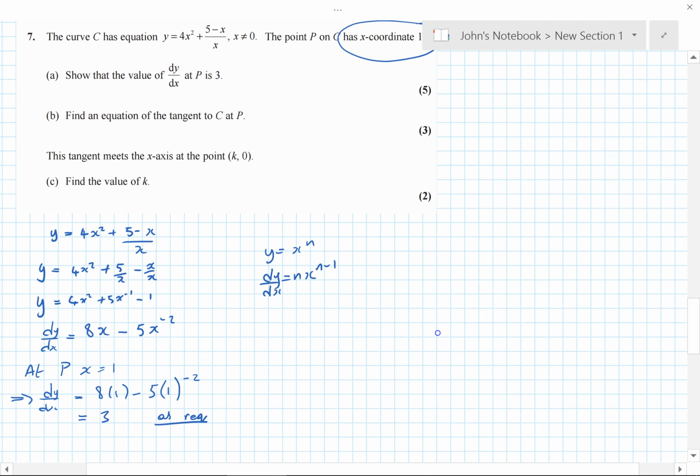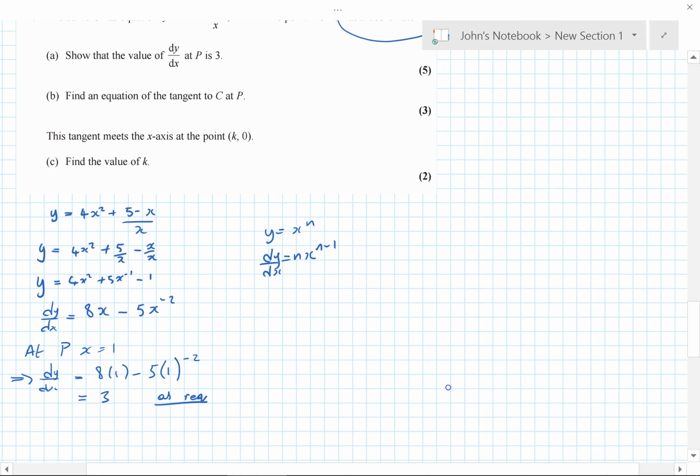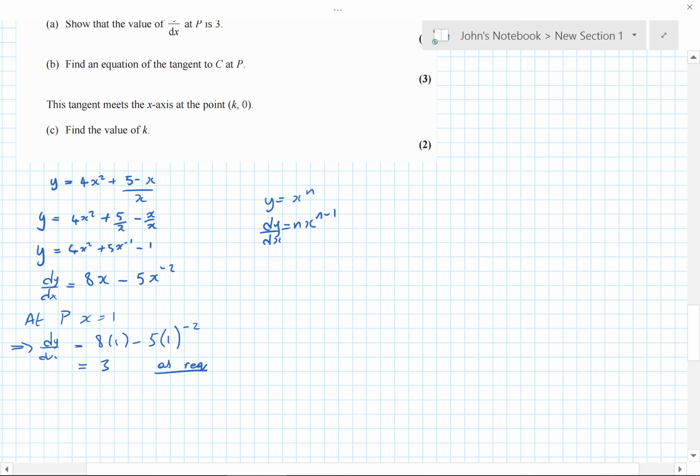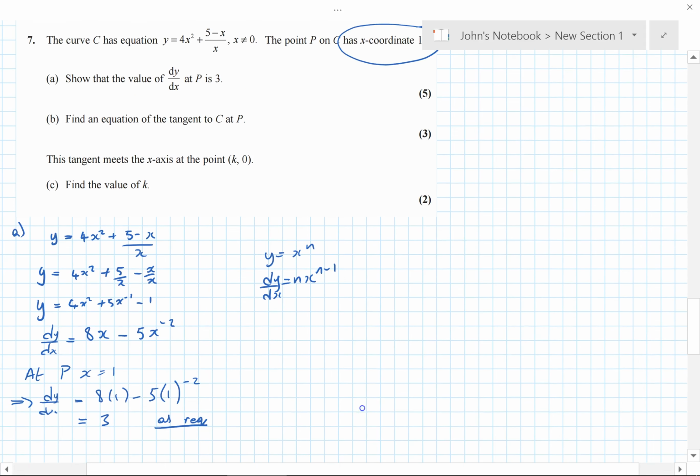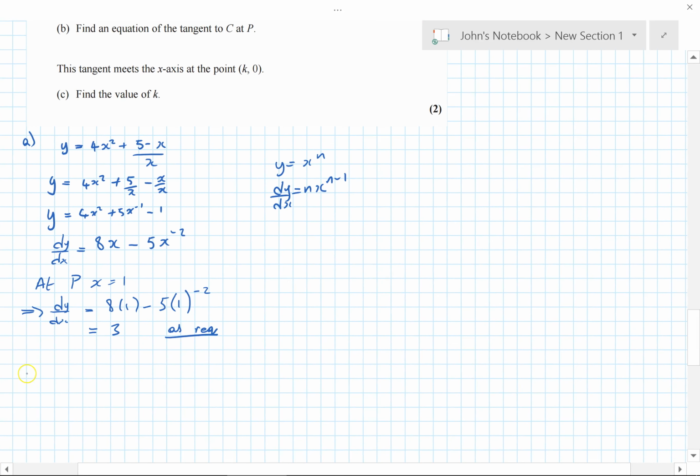5 fairly straightforward marks. It says find the equation of the tangent to C at P. Well, what do we need to know for the gradient of a tangent? For the equation of a tangent, we need to know the gradient, which we already have, and we need to know the x and y coordinates. So we need to find the y coordinate. So we're going to put that into the original xy equation at the top.